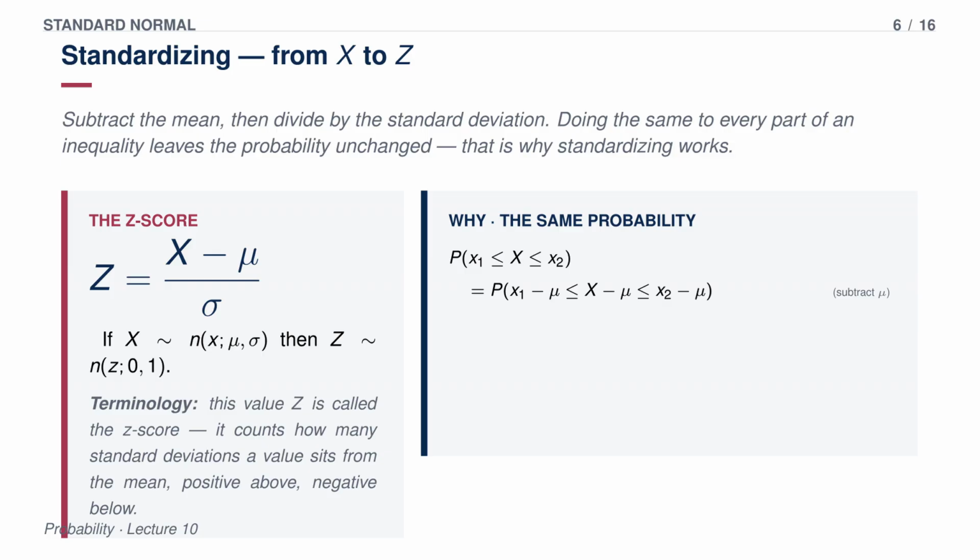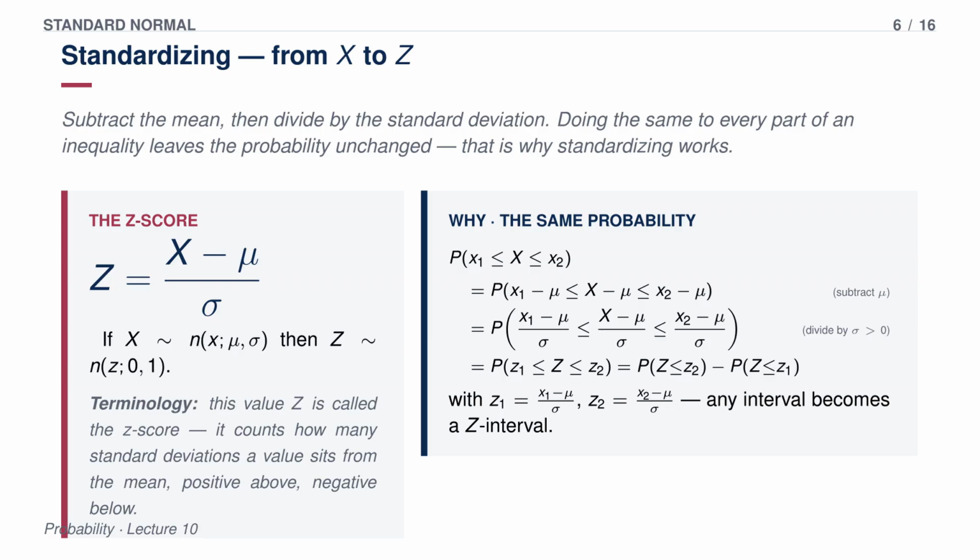Then divide all three parts by sigma, which is positive, so the inequalities still point the same way. And look what's in the middle now. X minus mu over sigma. That's exactly z. So the whole thing became P of z1 less than z less than z2, which the table gives as phi of z2 minus phi of z1. Any interval on x becomes an interval on z. Slick. Same probability, brand new units.